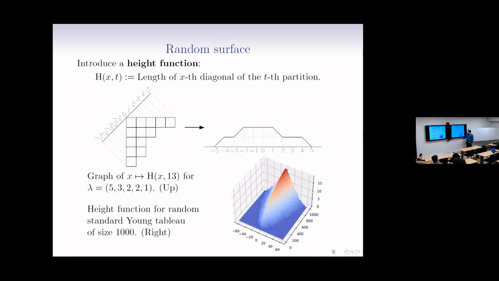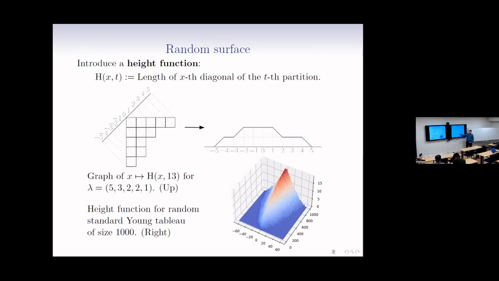What we can do is fix some time or some step. For example, suppose that at step 13, the partition we're at is (5, 3, 2, 2, 1). Then we want to associate the height of x at this partition to be the number of boxes you have at a certain diagonal. So for example, the height of 1 at time 13 is simply the number of boxes you have on this diagonal, which is 3 boxes. So the height is going to be 2.